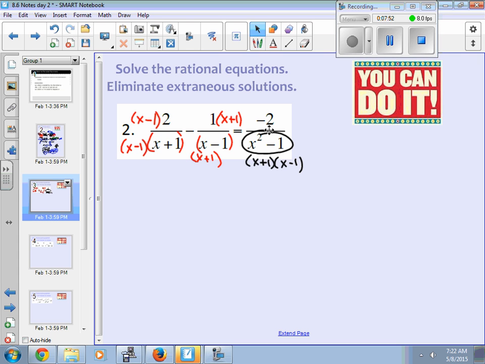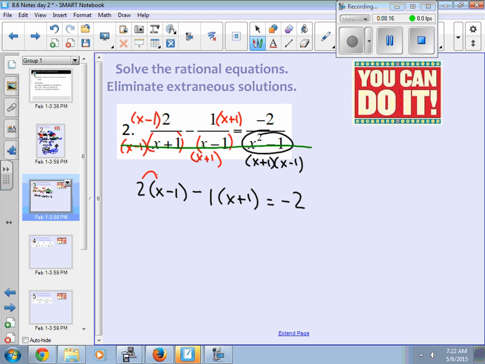And then our denominators should all just cancel out. So all we got to do is work on simplifying the top here. So on the top, it ends up being 2 times x minus 1. Looks like some distributing we're going to have to do there. Minus 1 times x plus 1 equals negative 2. If we solve that out, that should give us the answers.